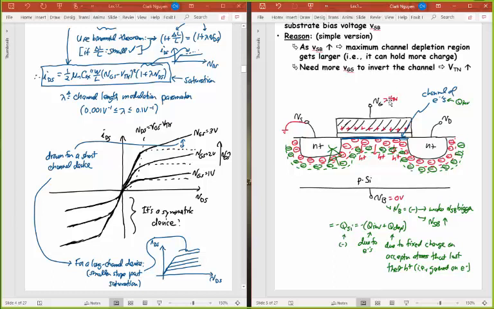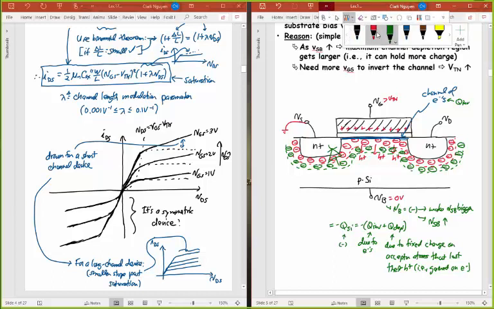Okay, so I've got a total negative charge that consists of this mobile charge due to electrons plus this fixed charge here. And what I just said is that if I increase VSB, I increased this fixed charge here. And remember, all of this charge has to be equal to the charge on my gate.